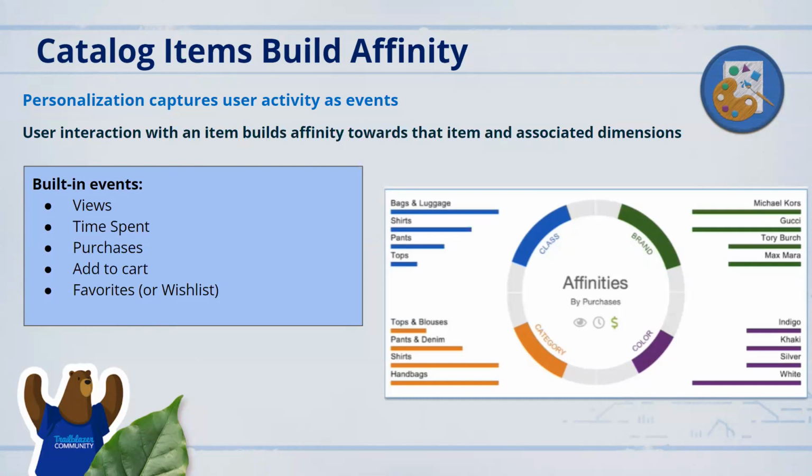Add to cart is typically used for e-commerce sites, and it's also a strong indicator of intent, but not as strong as purchases. MCP maintains a shadow cart for each user, so it tracks when items are added or removed from the cart. This allows you to have a real-time view of what a user has in their cart at any given moment. And many sites also allow users to add favorites or wish lists, so that is also a built-in event.